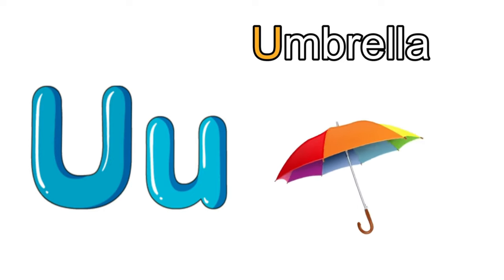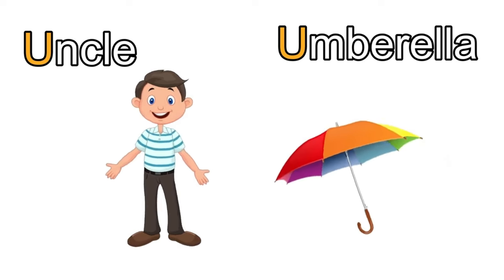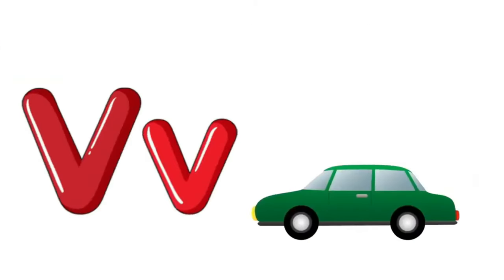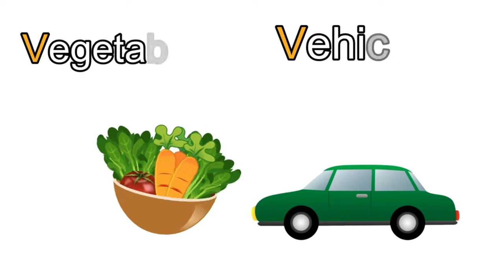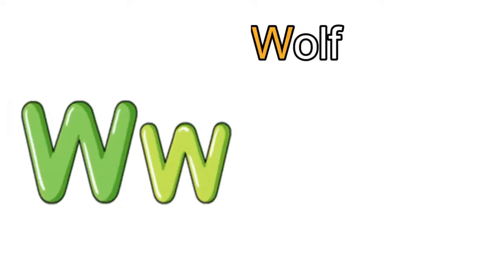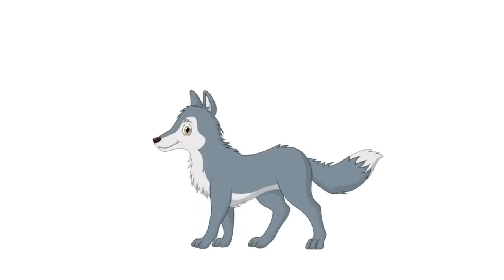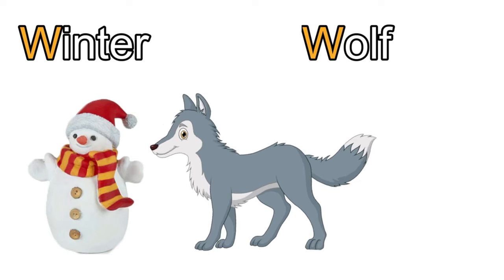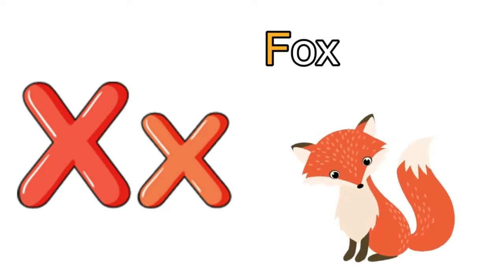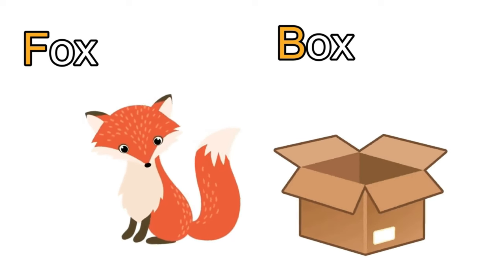U for umbrella, U for uncle, uncle and umbrella, u. V for vehicle, V for vegetables, vegetables and vehicle, v. W for wolf, W for winter, winter and wolf, w. X for box, X for fox, fox and box, x.